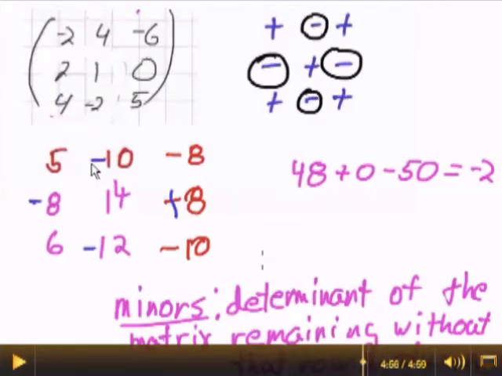basically make these numbers the opposite sign. So change the positive 10 to negative 10, the negative 8 to positive 8, the 12 to negative 12, and the 8 to negative 8. And that gives us what's called the cofactor matrix.